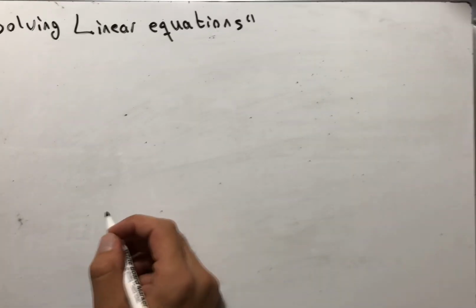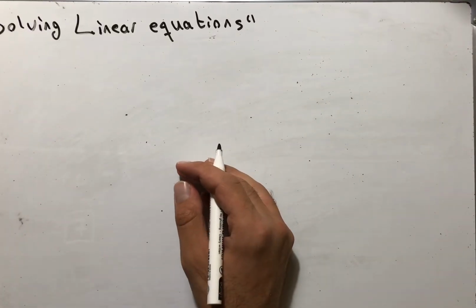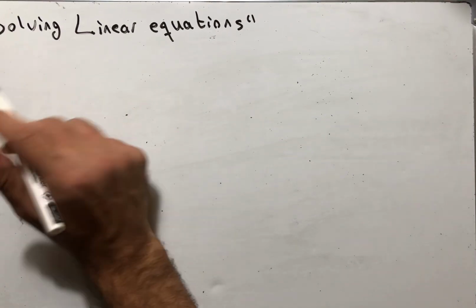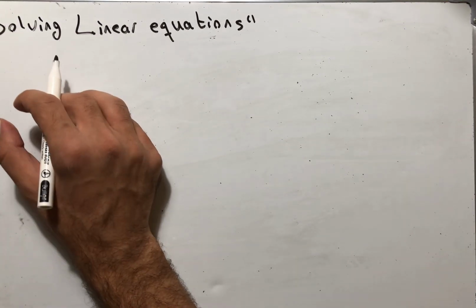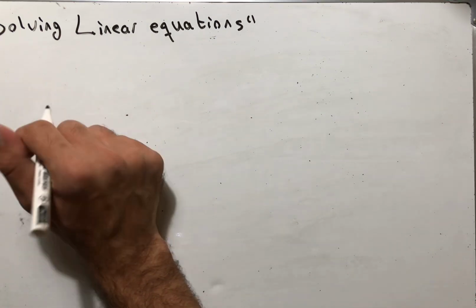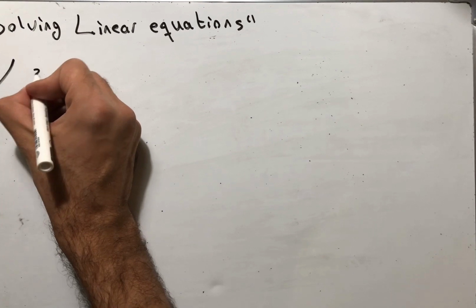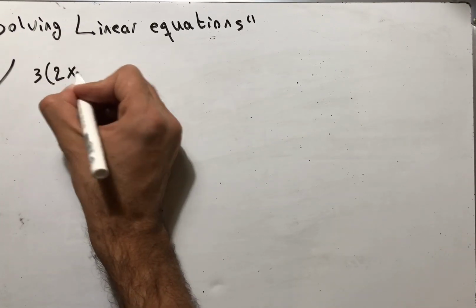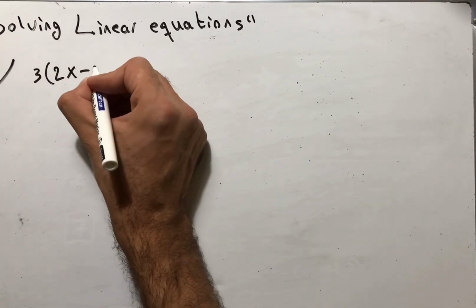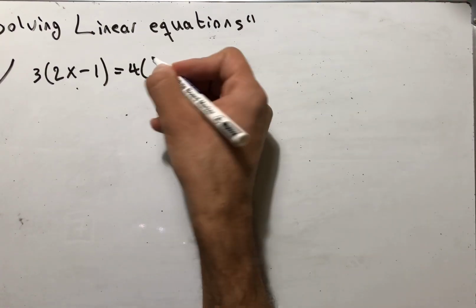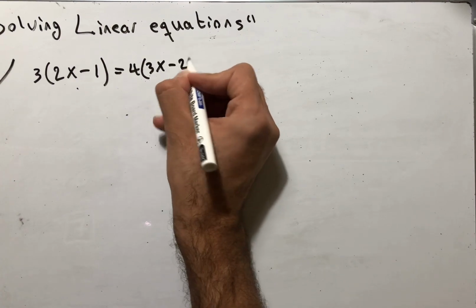Hello everyone. In this video we're going to be talking about solving linear equations, specifically the, let's say, more complex version of them. So for example, let's say we have 3 times (2x minus 1). This is equal to 4 times (3x minus 2).